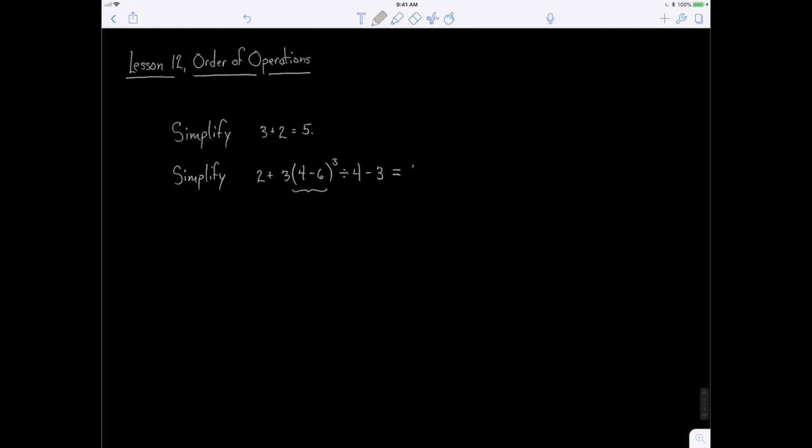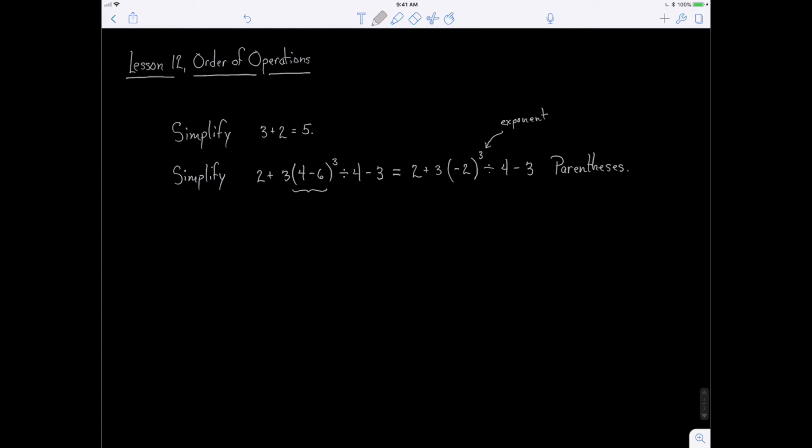So I can rewrite this whole problem as 2 plus 3, then in parentheses 4 minus 6, well that's minus 2, or negative 2. We still have this little 3 divided by 4 minus 3. So the very first thing we did was we cleaned up, or simplified, what was inside of the parentheses. Now, the next thing is this. That is called an exponent. And exponents are the next step.